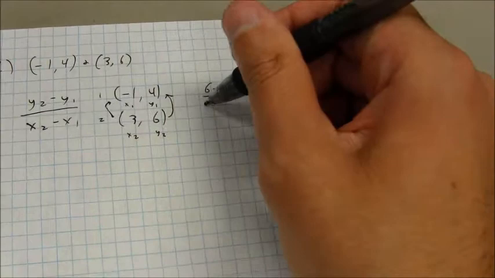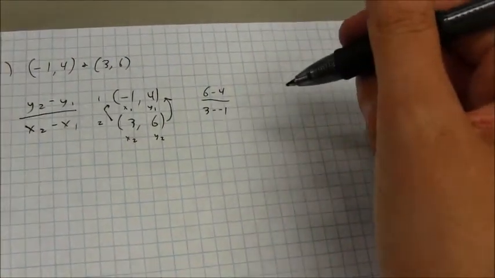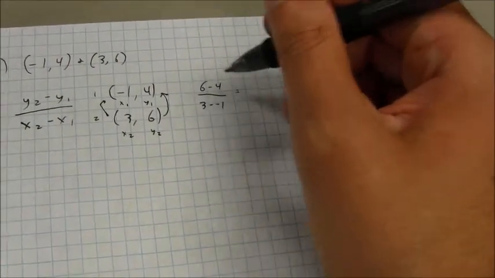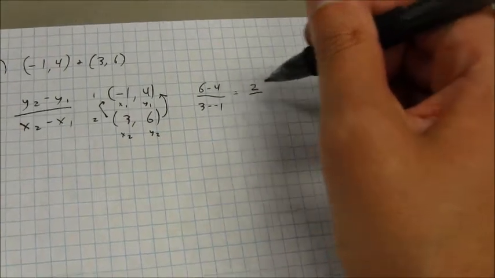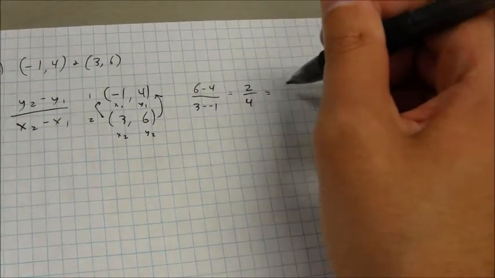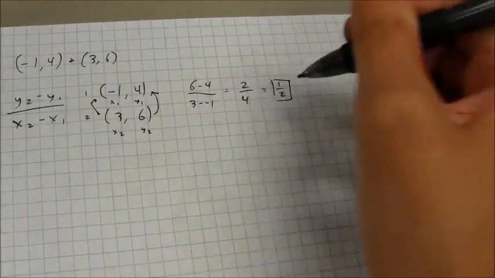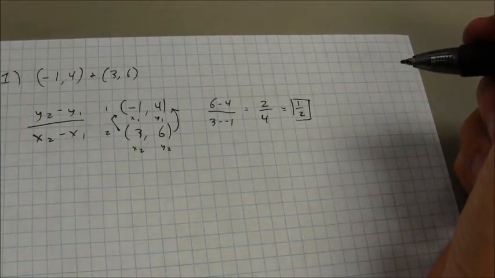and you're subtracting the 3 and the negative 1. Make sure you subtract a negative, and that gives me 2 over 4. Always want to simplify your fraction, and the final answer ends up being 1/2.